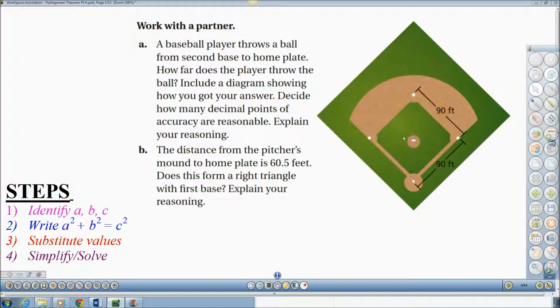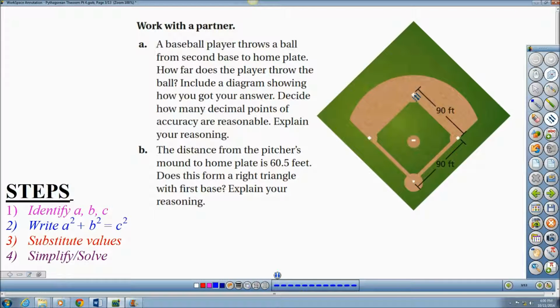In this problem, we have the baseball player throws a ball from second base to home. How far does the player throw the ball? I'm going to tell you in a lot of these with the diagrams, you need to go ahead and draw and label everything. If it has a picture, use it to your advantage.